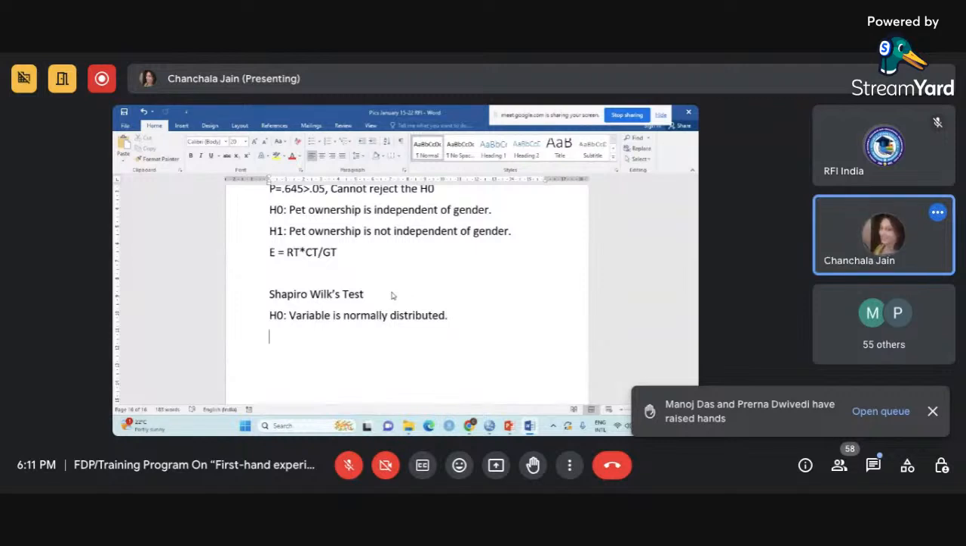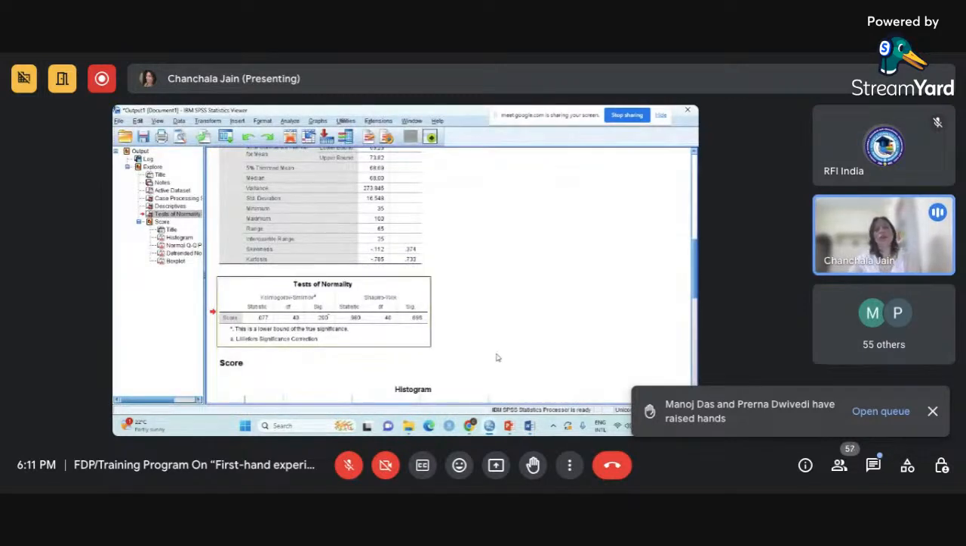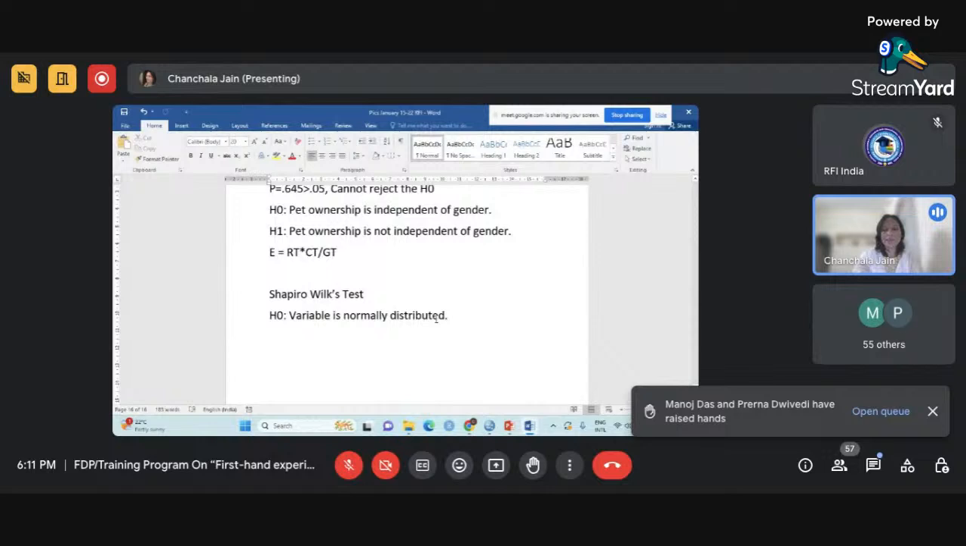So now looking at the hypothesis and coming to the results, the significant value is 0.696. So our p value is equal to 0.696, which is quite clear. It is greater than 0.05, right? So we are not going to reject the H0, right?